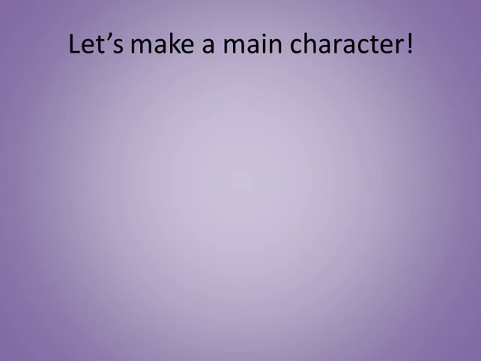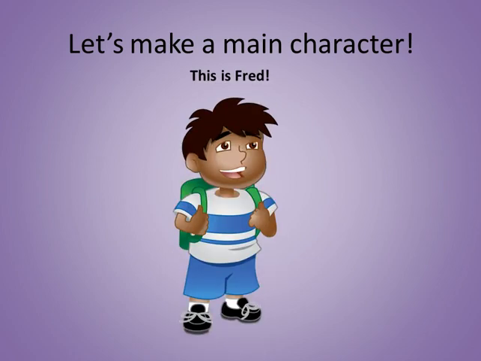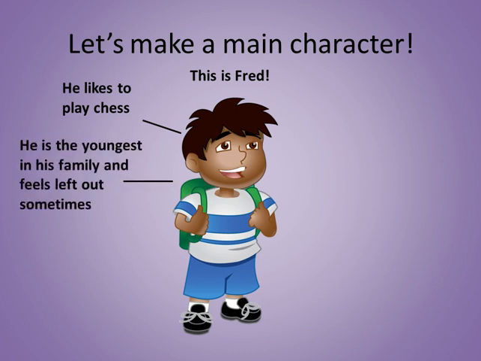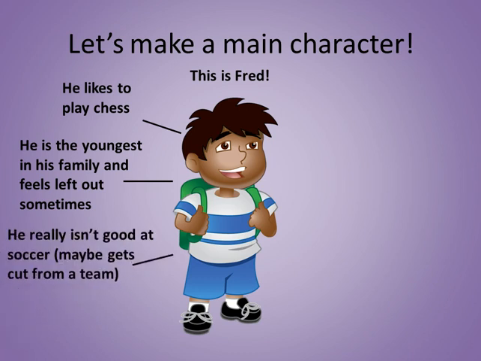Let's make a main character. This is Fred. I've decided that Fred's a young boy with brown hair, brown eyes, and looks like he's school-aged or something. All right? So this is Fred, my main character. He likes to play chess. I gave him something that he enjoys doing. He's the youngest in his family, and he feels left out sometimes. Okay, I give him a bit of a weakness as well. You know, something that he's maybe insecure about. He really isn't good at soccer.